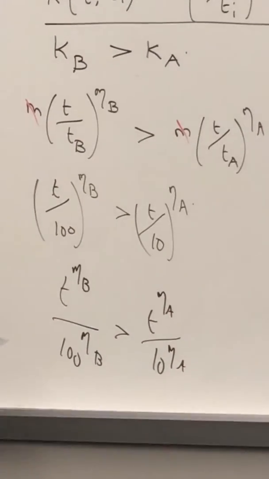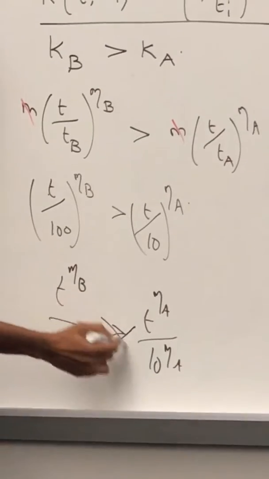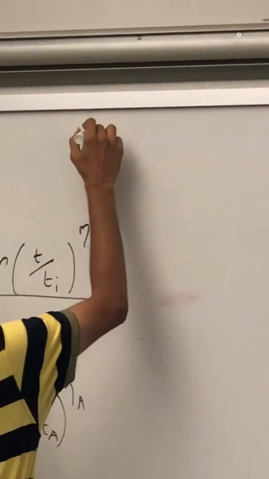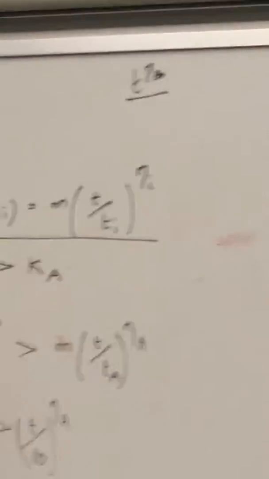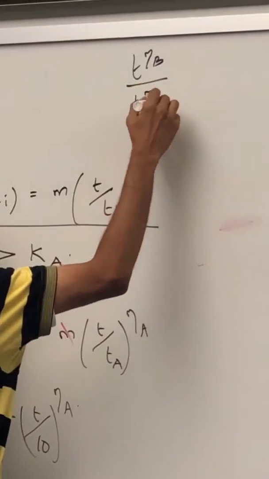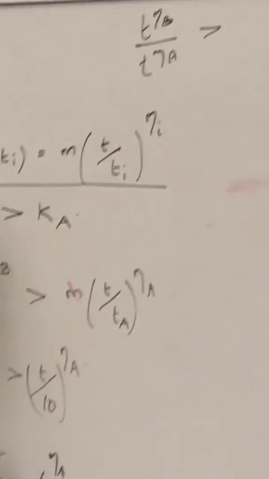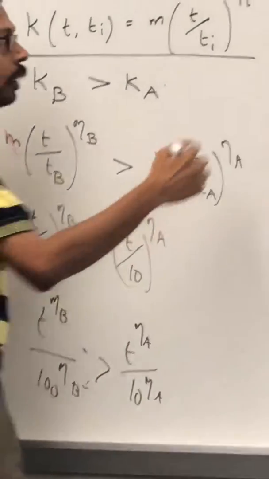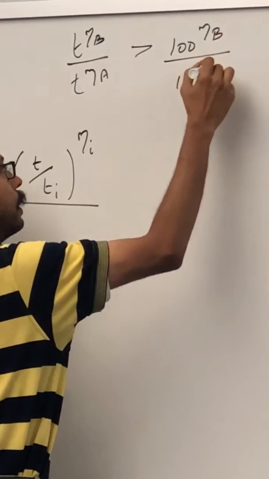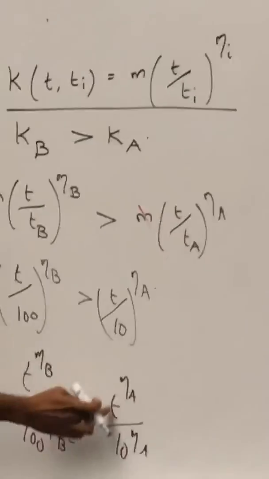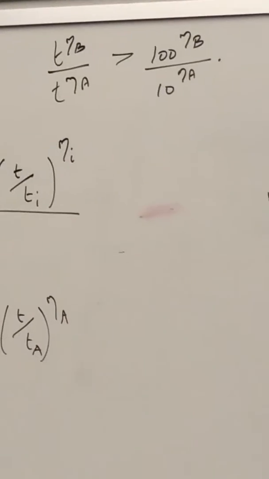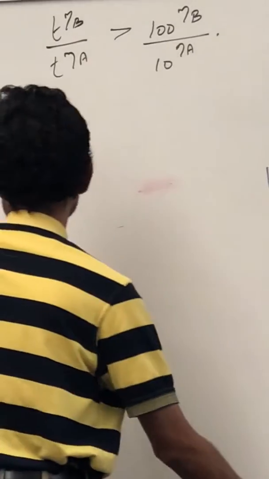Right? So now do something called cross multiplication. So this is going to be T raised to eta B divided by T raised to eta A, greater than 100 raised to eta B divided by 10 raised to eta A. So I'm just rearranging. This can come down and this can go above. Is that clear?